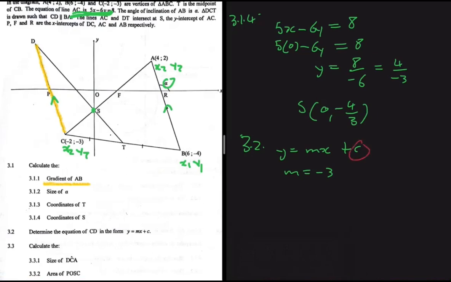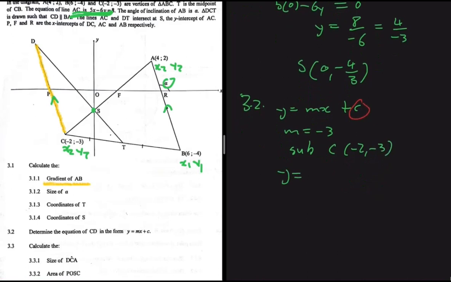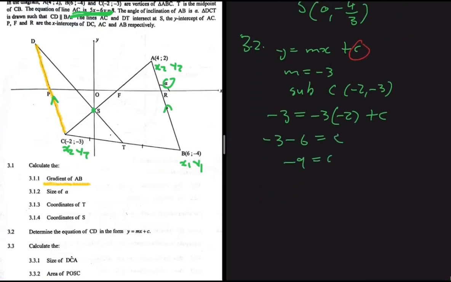Of which we're gonna do by substituting our point C, right? If we substitute C of coordinates minus 2 and minus 3, we shall get, in place of y we put in minus 3. We're gonna have minus 3 is equal to, and then the gradient is minus 3, right? So we have minus 3, and then x is minus 2, plus c. So we have minus 3 minus 6 being equal to c, right? So minus 9 is equal to c.